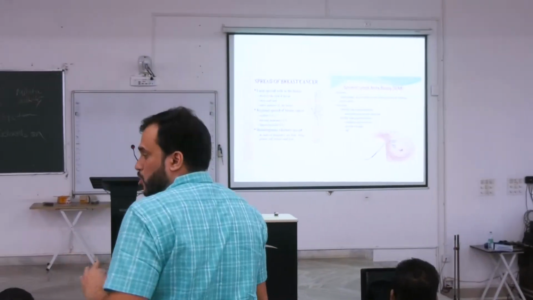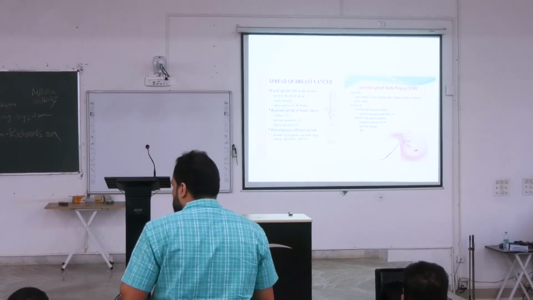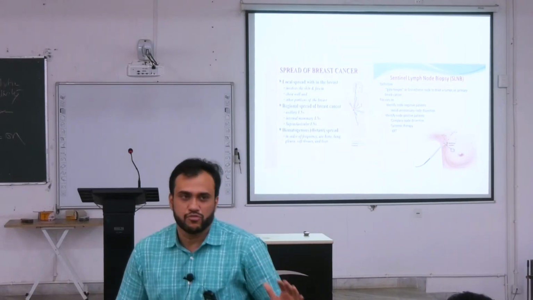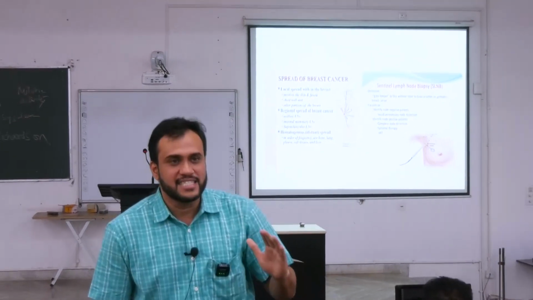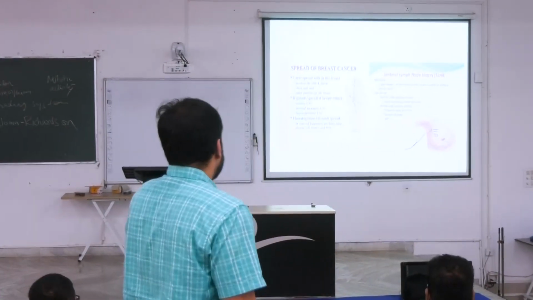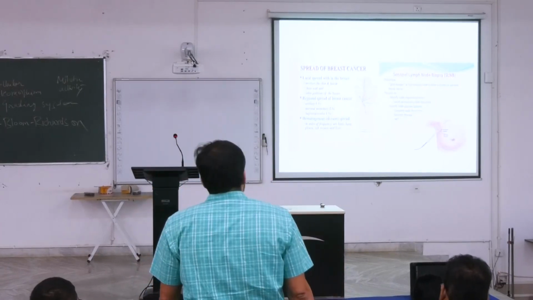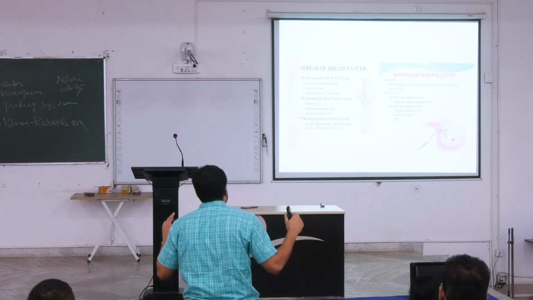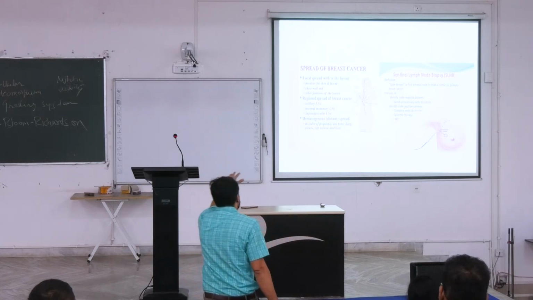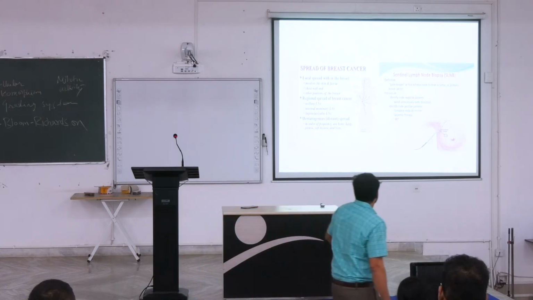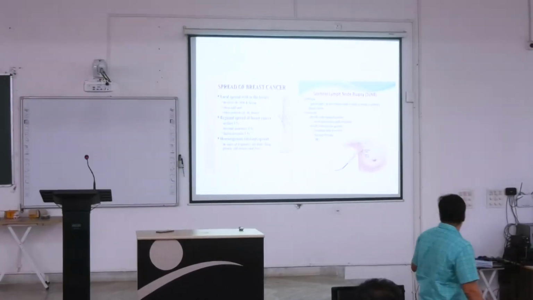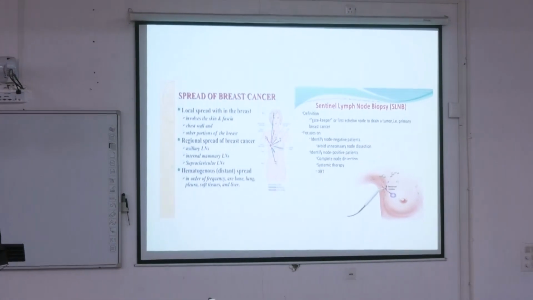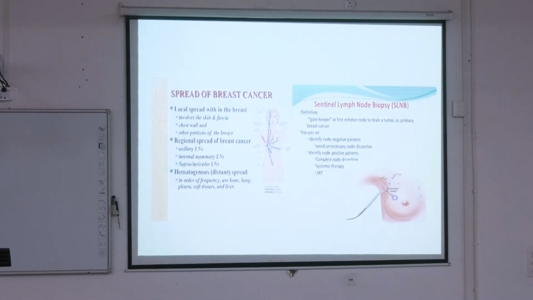But if it is positive, then you must remove the other lymph nodes. It may have spread to the other lymph nodes. That is the importance of doing a sentinel lymph node biopsy. And other than that, the spread of breast cancer is just like other tumors. There is a local spread within the breast which can involve the skin, the fascia, the chest wall, etc. Then to the regional lymph nodes. Then hematogenous spread. So these are the methods of spread, which is very important.